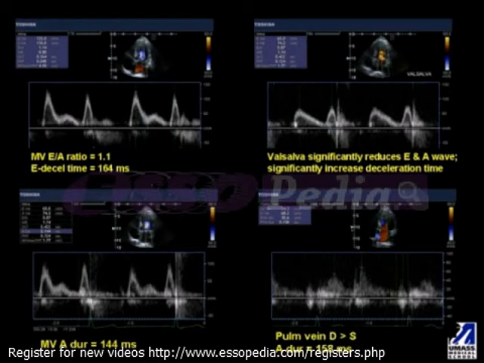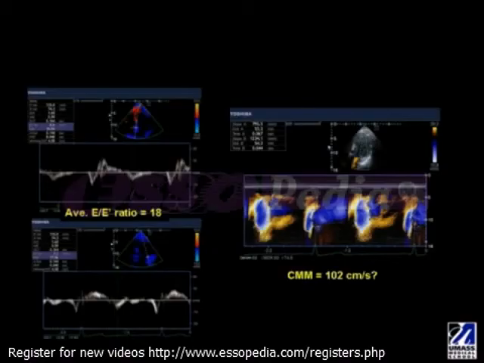Off to the right, you see the Valsalva maneuver was performed correctly with a significant reduction in the E and A wave with a significant increase in the deceleration time. You see down below that the mitral A wave duration in this patient measures 144 milliseconds. And off to the right, although difficult to see, it looks like we get a fairly decent representation of the pulmonary veins, but we see that the D wave is obviously larger than the S wave, and the A duration equals 158 milliseconds. Here are the corresponding tissue Doppler waveforms and color M mode, and as you can see, the average E to E prime ratio from both the septum and lateral wall equals 18, and to the right, the color M mode equals 102 centimeters per second.